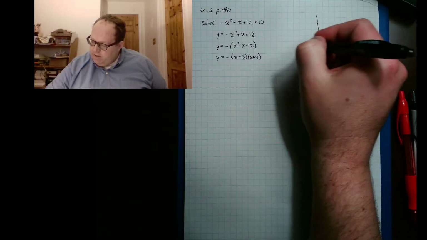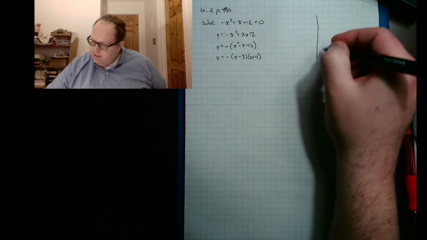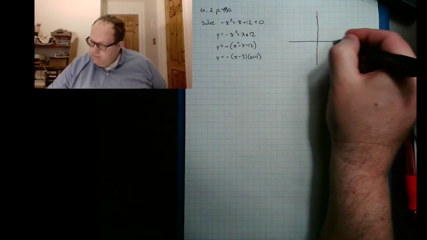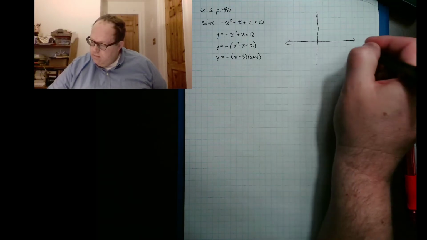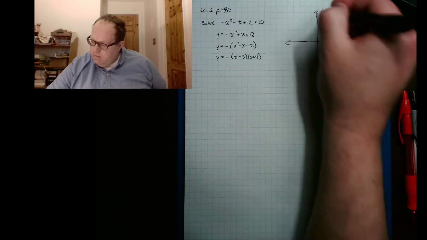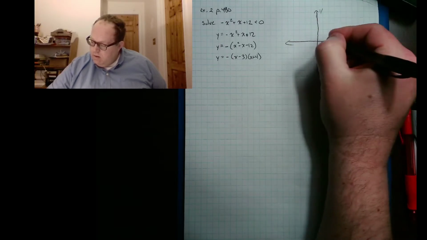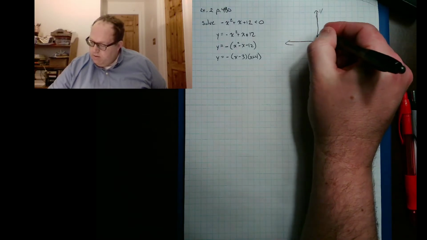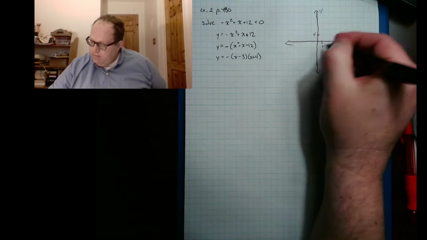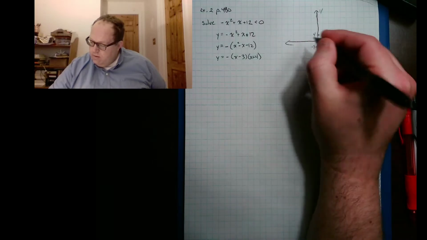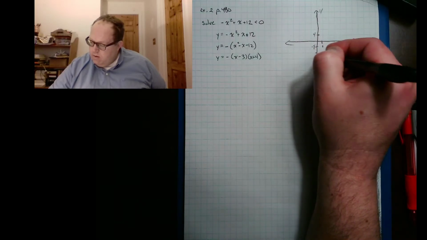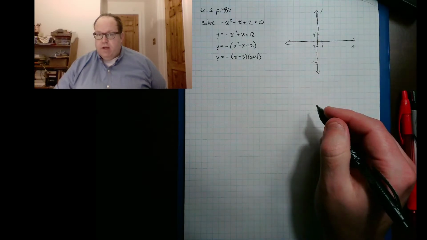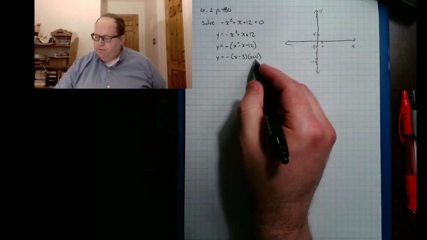I'm probably not going to get the y-intercept on this thing nicely unless I change my scale, which I could do, I guess. Go up by 1s here, and I'll go up by 4s here. So I know I've got x-intercepts at positive 3 and negative 4.